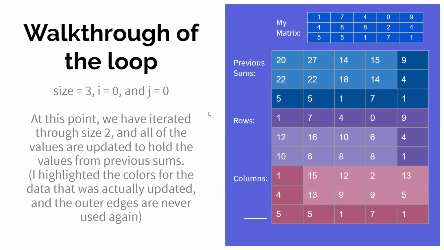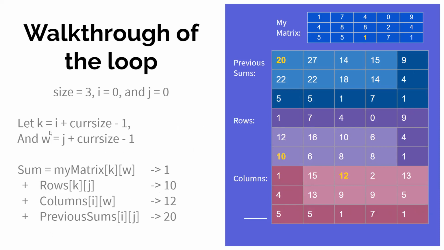So at this point, we would have iterated all the way through size 1 and 2, and the values will be updated to hold the values from previous sums necessary for us to calculate the sum at this point. And I highlighted the colors for the data that was actually updated. The darker outer edges never end up being used again. And that is one thing I thought it would be interesting to visualize.